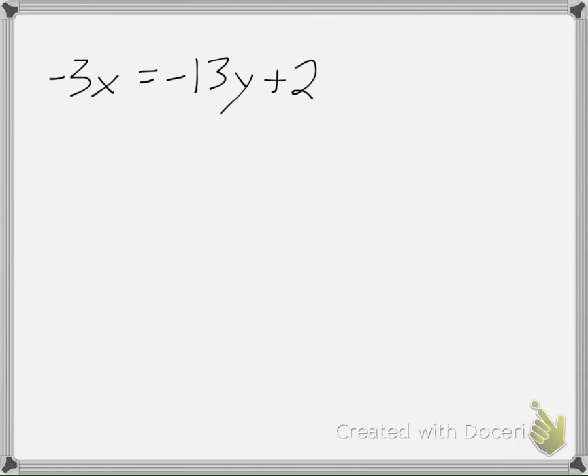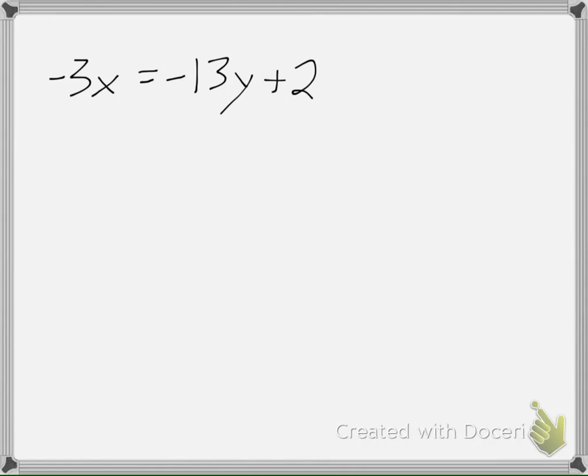Tanner's had his hand. You put the negative 13y on the other side by adding. Yes. Okay. All right. So why is that a better move than what you first suggested, Zach? Oh, because then you'd have to do plus 2.